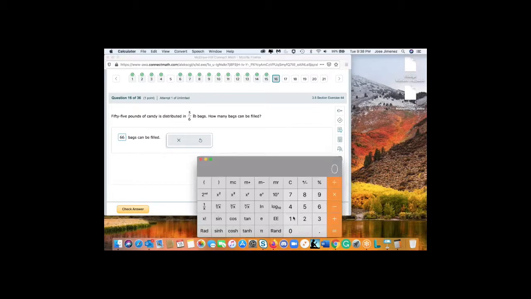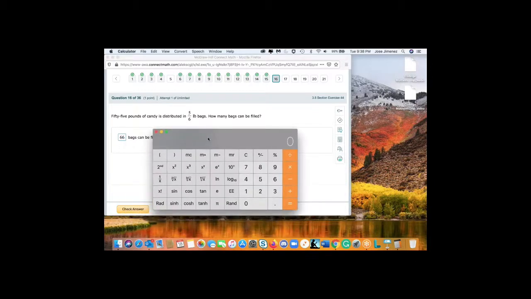Now another way to do this, I can say 5 divided by 6 first. That gives me this number. Then I switch because the number has to be on the bottom because we divided. So I do the inverse, 1 over x. And then I multiply that by 55. That gives me the same number also.